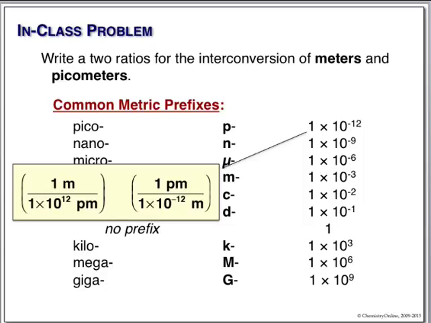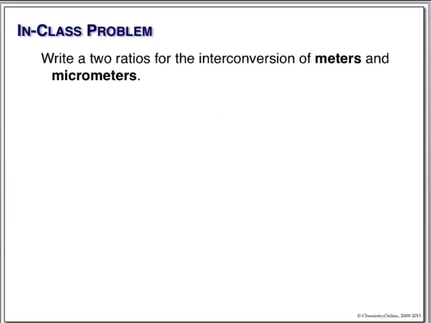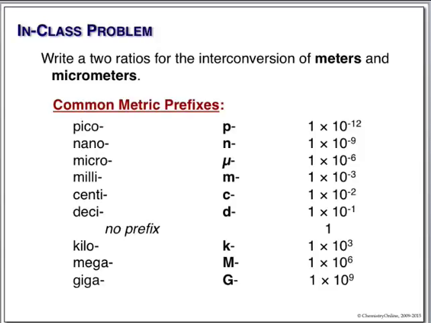Let's do this again for meters and micrometers. Micro is, there we go, there it comes. It's the Greek symbol mu, and it stands for 10 to the minus 6. So go ahead and write a ratio for micrometers and meters.